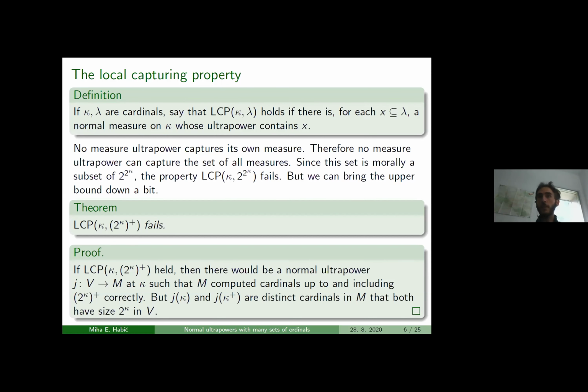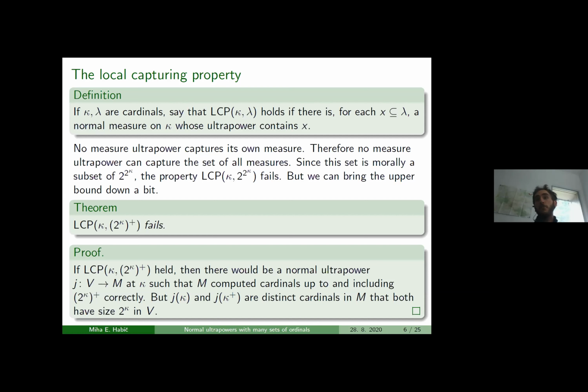If we want to have a kind of global counterexample, we can step up a few ranks. Maybe each measure can be captured by some different ultrapower, but if I try to capture the set of all measures on kappa, then no ultrapower can capture that whole set. Because the model is transitive, it would also have to capture the measure that it itself arose from. Okay, so the set of all measures on kappa is, morally speaking, a subset of 2^(2^kappa). So what this argument shows us is that the local capturing property at 2^(2^kappa) must fail. We gave a concrete example of a set that cannot be captured by a measure ultrapower.